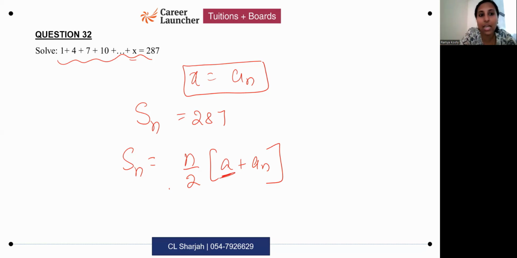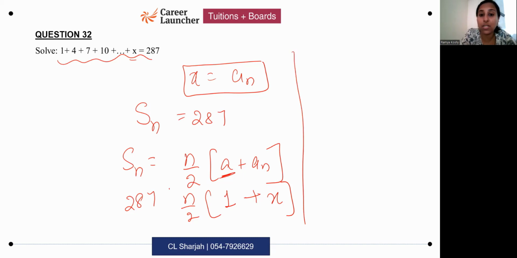So you know that a would be what? a would be 1. Correct. an will be x, which we have to find out over here. But n is also missing. Correct. So this formula over here will not help us find the value of an directly. So what should you use first? Which formula should you use? The other formula of an.